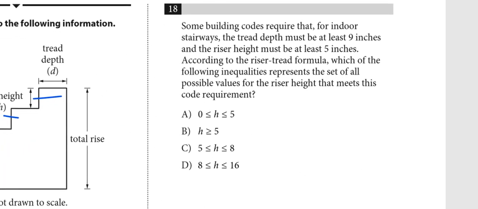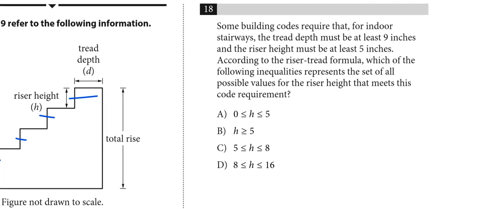Some building codes require that for indoor stairs, the tread depth must be at least 9 inches, and the riser height must be at least 5 inches. According to the riser tread formula, which of the following inequalities represents the set of all possible values for the riser height?